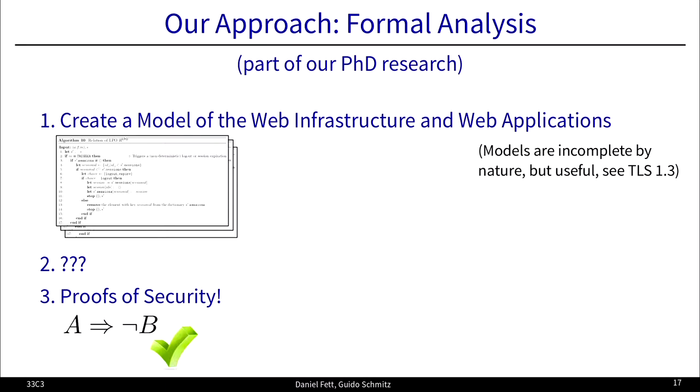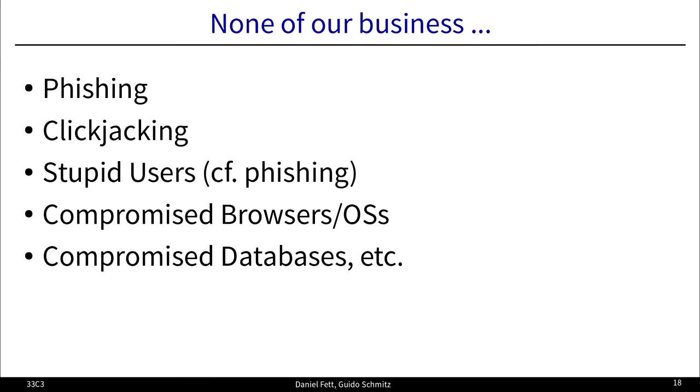So, of course, the hard part is number two here, as always. And some things our model cannot capture, and we don't want to capture these. So, for example, phishing attacks, or clickjacking attacks, or just stupid users that send their password to the attacker. These are things that are out of the scope of the stuff that we are looking at here. In the same manner, compromised browsers or compromised databases and so on.